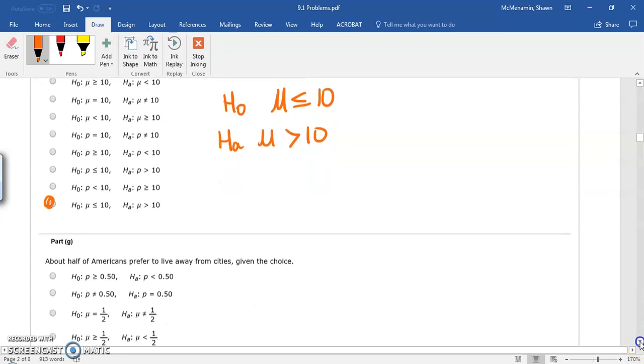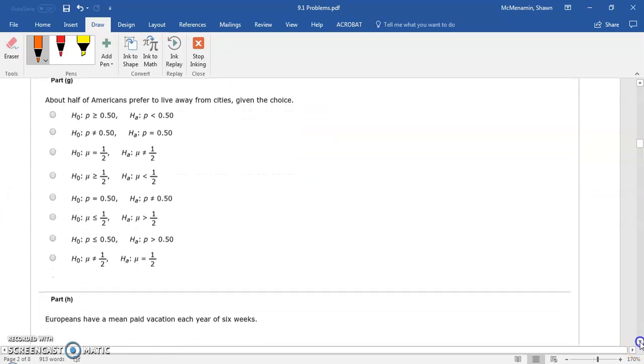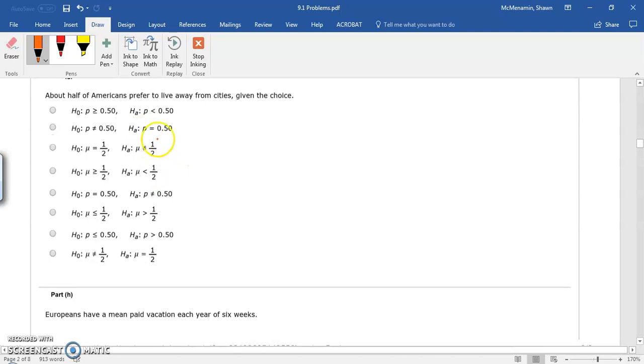About half of Americans prefer to live away from cities given the choice. So half, 50%, we're talking about proportion. So P is 0.50. The opposing view would be not equal to 0.50. So this is your HA and this is your H0. So it's going to be this one.